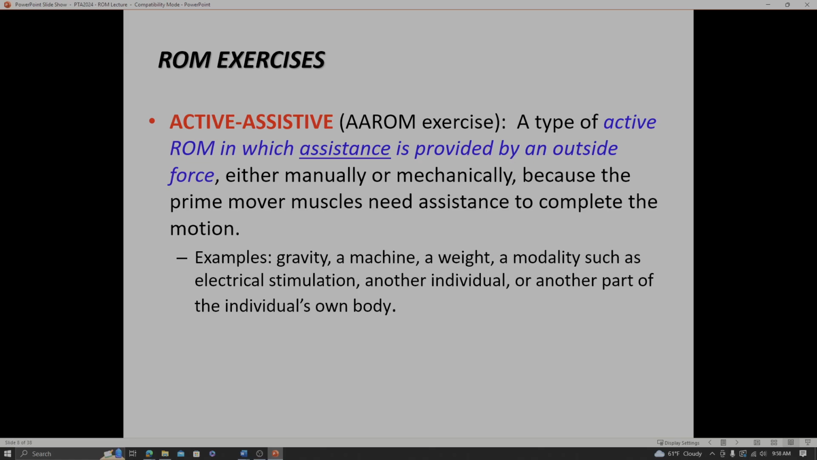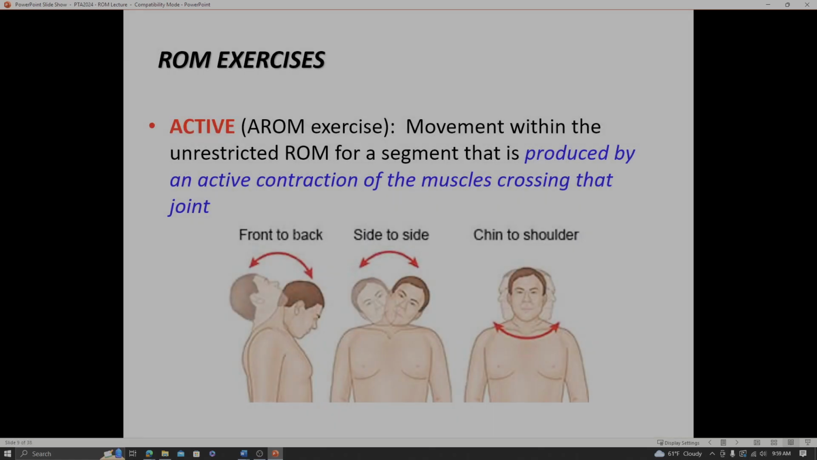Active assistive range of motion is a type of active range of motion, but it's not full active range of motion, right? There's assistance provided by an outside force, either manually or mechanically, again, because the muscle or the prime mover needs help to be able to complete the motion. So this would be an example of, I want you to lift your arm as high as you can, and when you can't lift it any higher, I'm going to take over and help you get the rest of the way. So we ask the prime muscle mover to do what it needs to do or do what it can do, but it may be weak to some degree, so it needs assistance to complete the range of motion.